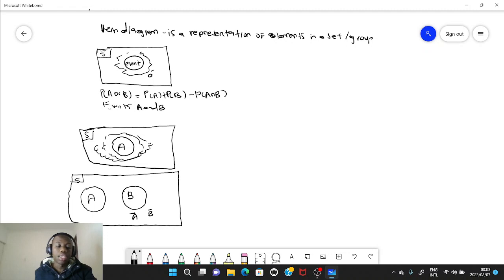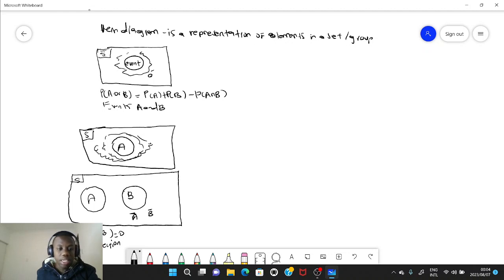And do not forget the sample space. Looking at these two circles, they do not intersect, meaning the intersection is zero. As we stated in the first video, the probability of A and B, with this sign meaning intersection, equal to zero simply means that we have mutually exclusive events. The same thing applies here, even in Venn diagrams.